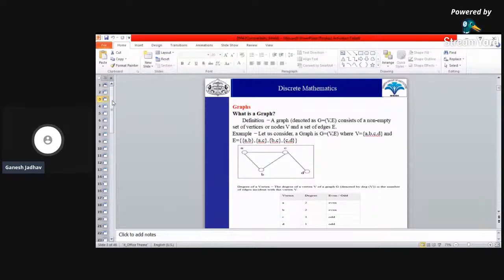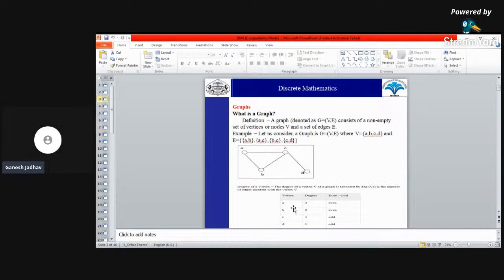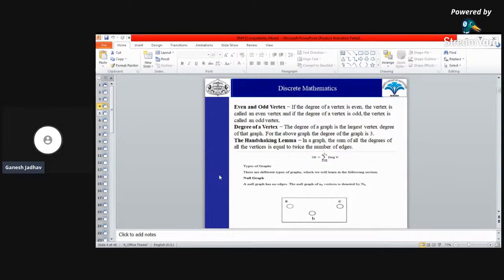Okay, and what do they say, the degree of the graph? So what is the degree? The largest vertex degree. Here you can see that this is 2, this is 2, and this is 3. So 3 is the largest, so we can say that 3 is the degree of the graph. C has the largest vertex degree of the graph. So we can say that for the above graph, the degree of the graph is 3. Okay, get it now? So this is the simple one.